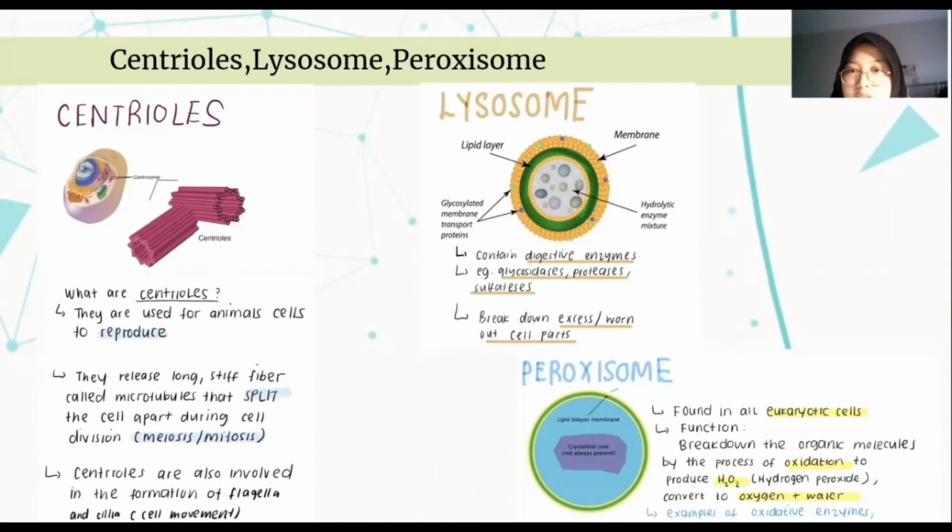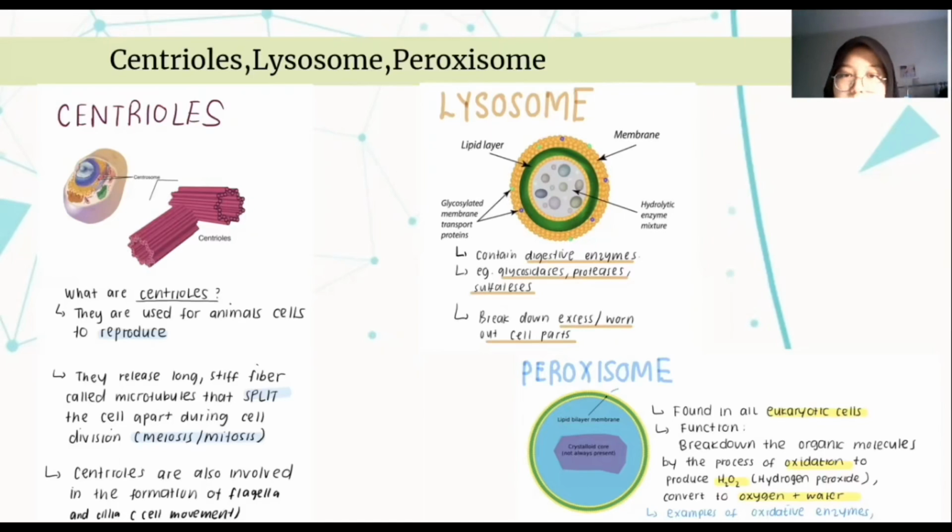Lysosomes are organelles which contain digestive enzymes such as glycosidases, proteases, and sulfatases, and this means that they're low in pH because they're used to break down excess or worn out cell parts. Peroxisomes are found in all eukaryotic cells, and their function is to break down organic molecules by the process of oxidation to produce H2O2, also known as hydrogen peroxide. It converts this to oxygen and water. Examples of oxidative enzymes include catalases.